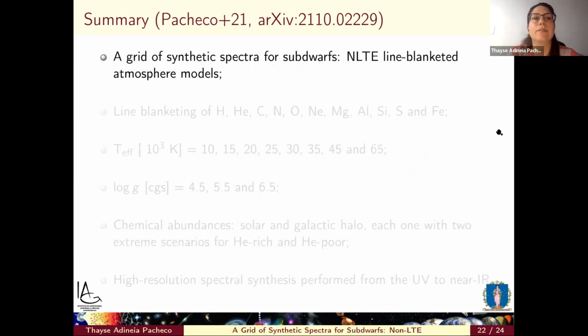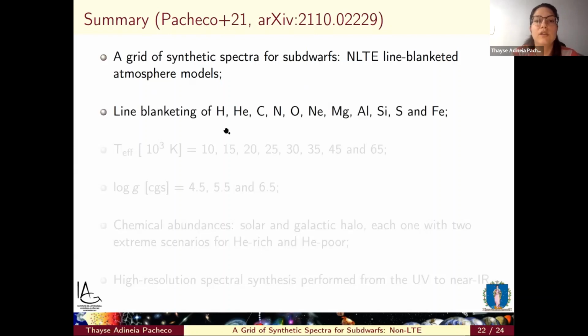Just to summarize, I presented a grid of synthetic spectra for subdwarfs, which was computed in non-LTE full line blanketed atmosphere models. I included hydrogen, helium, carbon, nitrogen, oxygen, neon, magnesium, aluminum, silicon, sulfur, and iron to contribute to opacity in the atmosphere. We covered 8 effective temperatures between 10,000 Kelvin and 65,000 Kelvin.